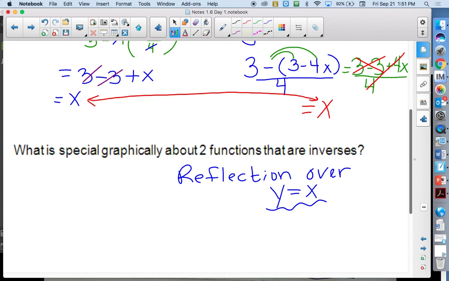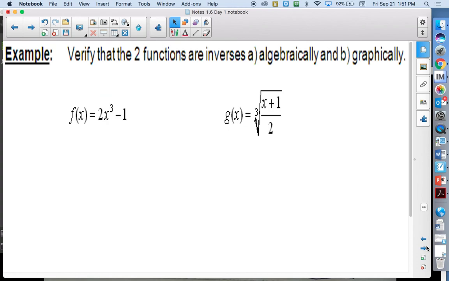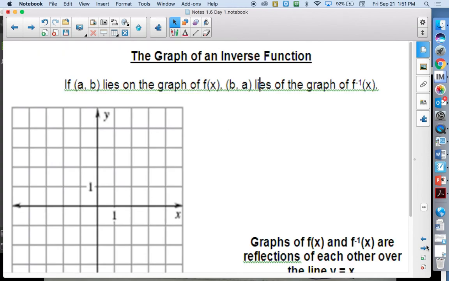So I'm going to show you a better graph of that. We're going to skip the bottom example, but if you flip it over to the top of the next page, so skipping the bottom, looking to the top of the next page. So the graph of an inverse function: if AB lies on the graph of f of x, then BA has to lie on the graph of the inverse. And we said just flip-flopping x and y, flip-flopping AB to BA.